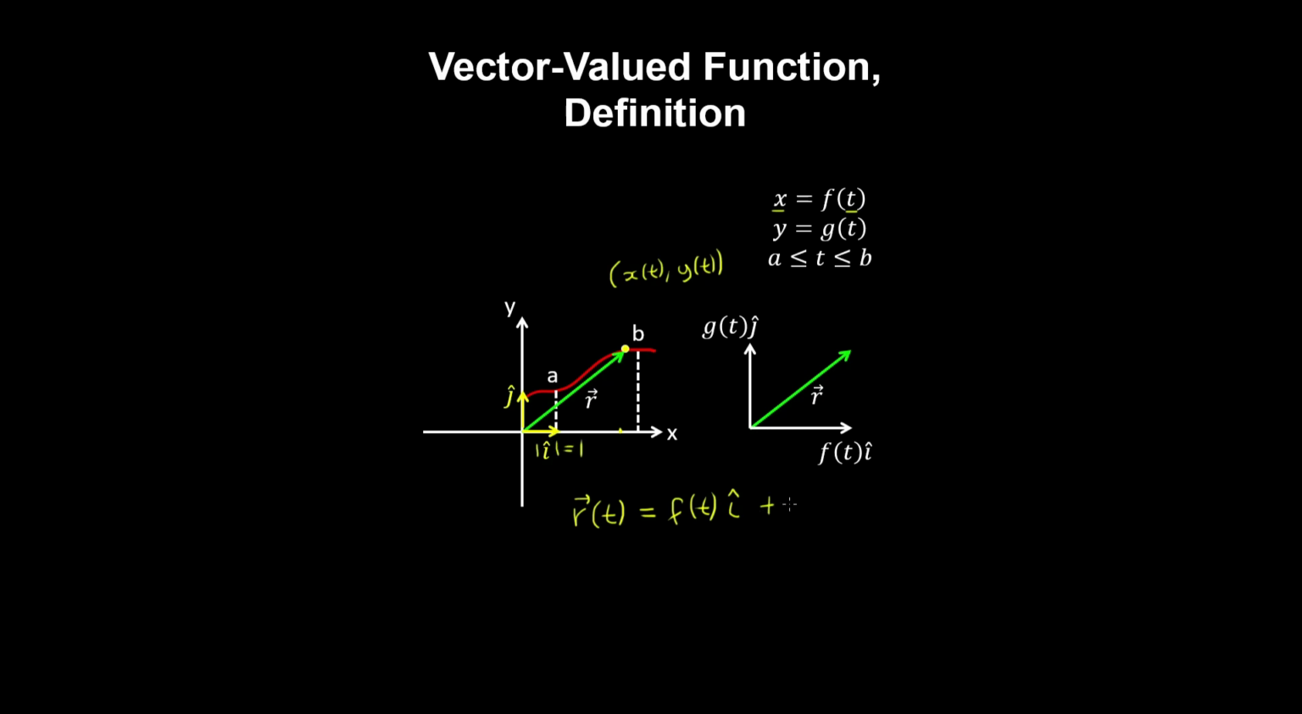And similarly in the vertical direction, we multiply the y-coordinate of the point, which is given by g of t, by the unit vector in the vertical direction. And you can observe this visually over here. So effectively drawing the position vector along the curve in this interval traces out that curve. And we'll see that in an example.